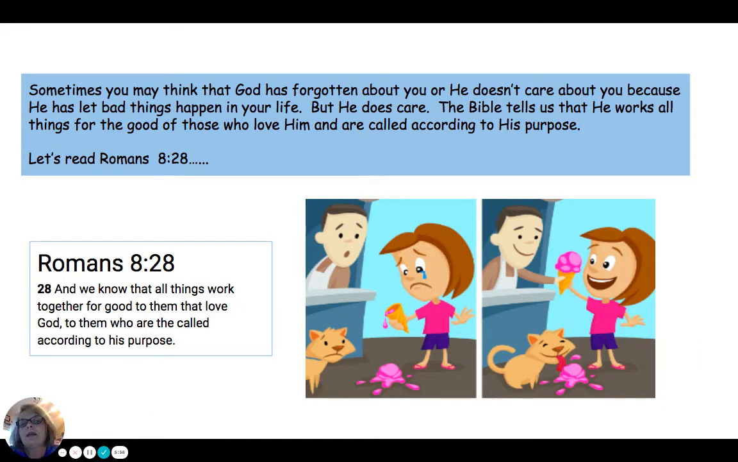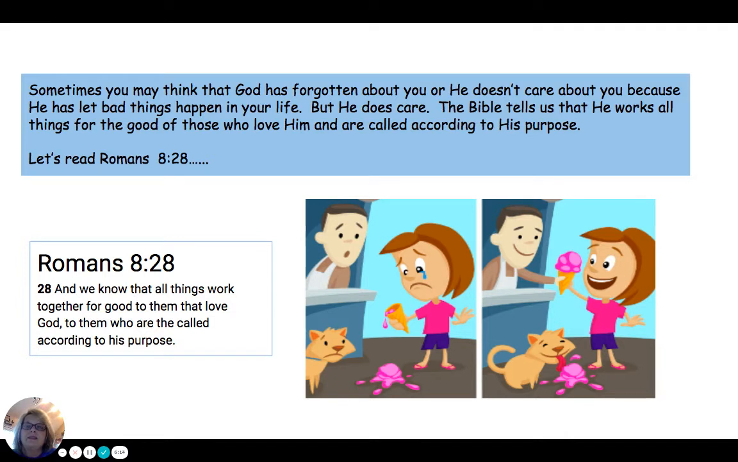Now, sometimes you may think that God has forgotten about you, or he doesn't care about you because he has let bad things happen in your life, but he does care about you. He does. The Bible tells us that he works all things for the good of those who love him and are called according to his purpose.